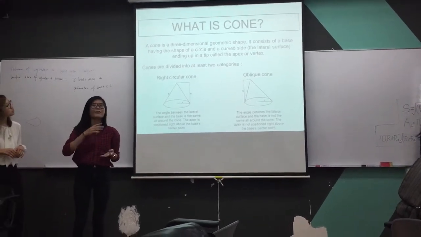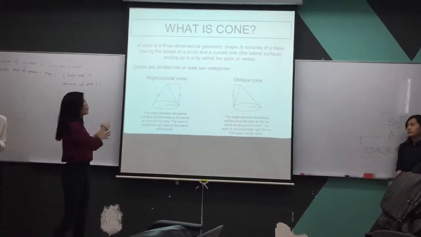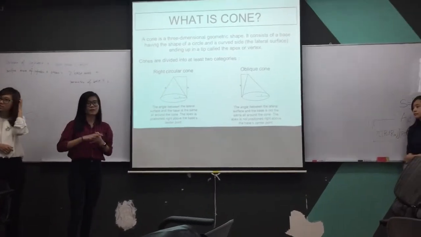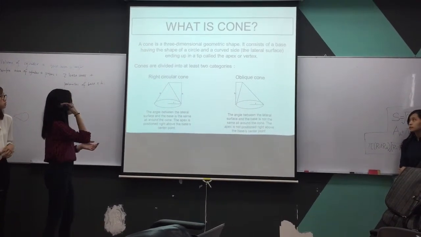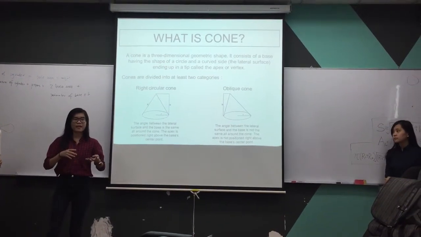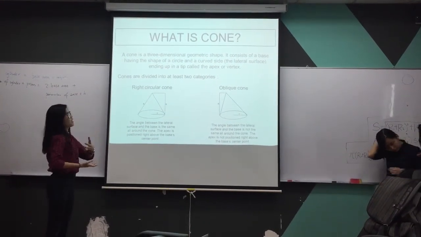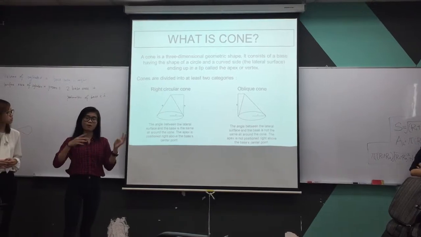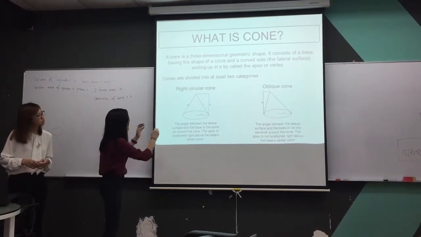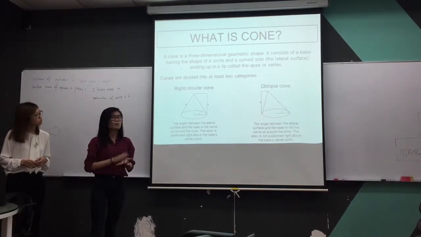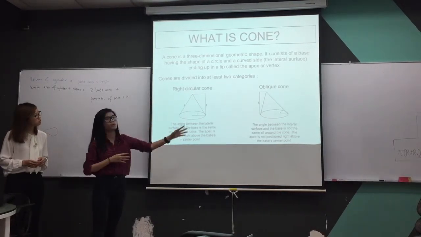So we're going to talk about cone and frustum. So what is a cone? Basically, a cone is a 3D geometric shape which consists of a circle shape as the base and also a curved side ending up with a tip called apex or vertex. So the cones are divided into two categories, which are the right circular cone and also the oblique cone.